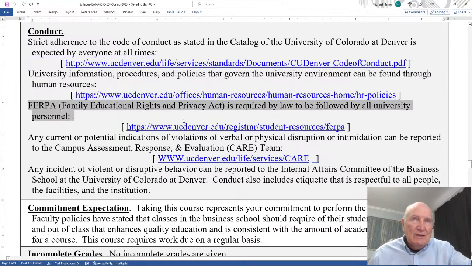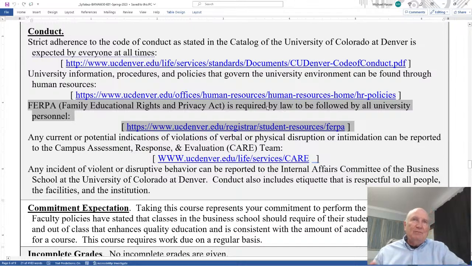FERPA, and here's the link to FERPA, the Family Educational Rights and Privacy Act. I will follow FERPA. It's required by law. FERPA just means you have privacy with your material. I will not divulge your material unless they have a need to know. They've established a need to know.